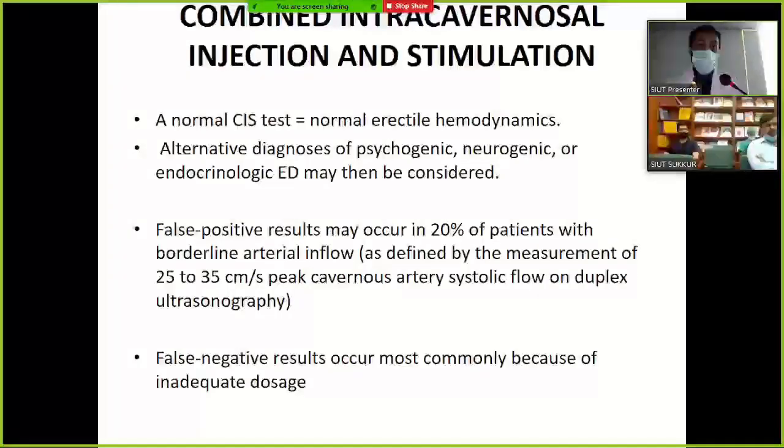A normal cavernosal injection and stimulation test means normal erectile hemodynamics. Alternative diagnosis may be considered then. False positive result may occur in 20% of patients with borderline arterial flow, which includes arterial flow between 25 to 35 cm per second peak cavernous artery systolic flow on duplex ultrasound. False negative result may also occur, most commonly due to inadequate dosage.